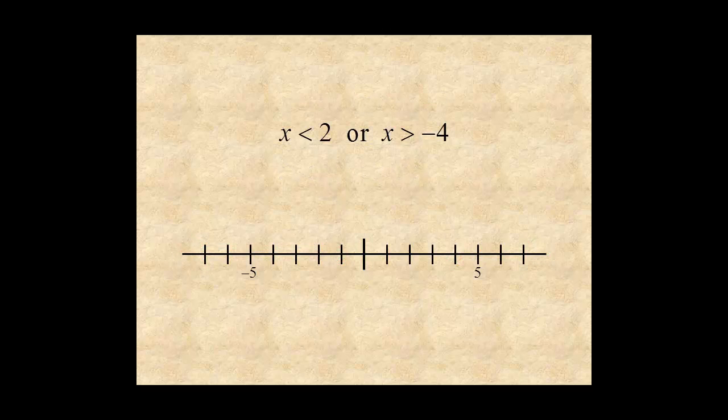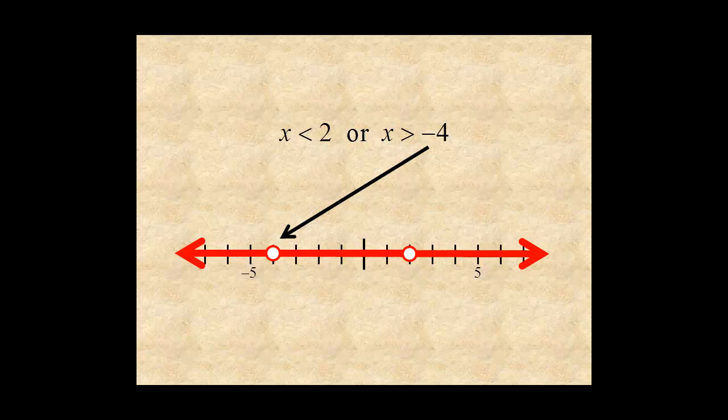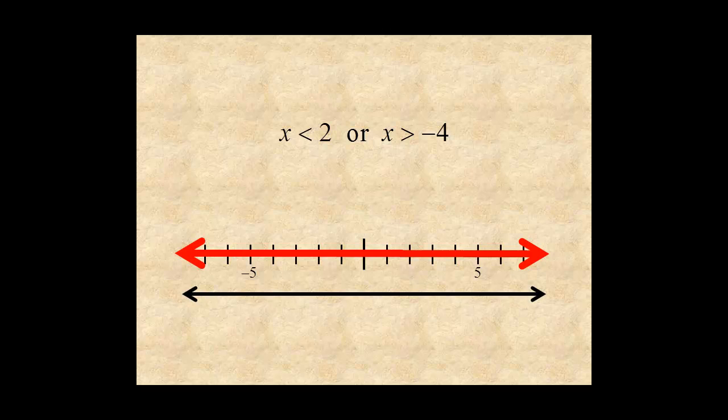For this solution, the number on the left is greater than the number on the right, and the actual solution is all real numbers. To see why this is true, graph each part of the disjunction, x less than 2 or x greater than negative 4. Notice the entire number line has been shaded. Any number on the number line would make at least one of the statements true. So the solution is all real numbers.